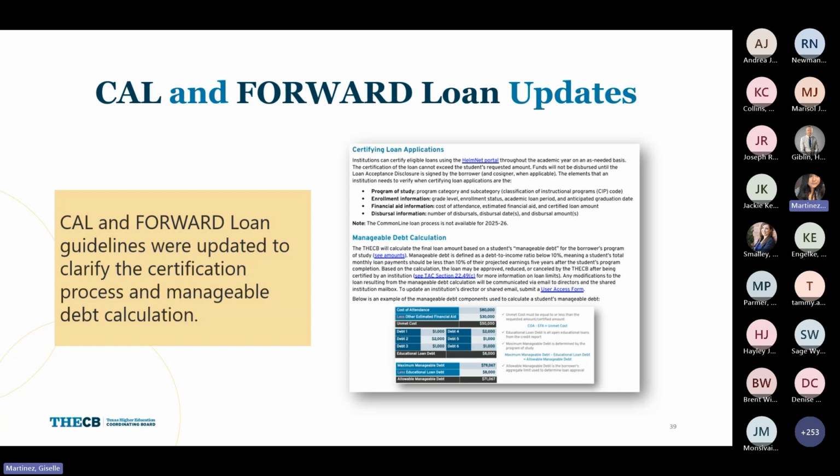As for the loan programs, we modified the guidelines to provide more detail in certifying loan applications and in the manageable debt calculation sections to give institutions more detail on these processes. In the certifying loan application section, we added elements institutions are required to verify when certifying a loan. And in the manageable debt calculation section, we've included the calculation the coordinating board uses when determining a student's manageable debt to help institutions understand what goes into the determination of a student's final approved loan amount.